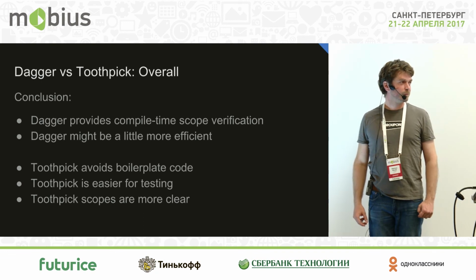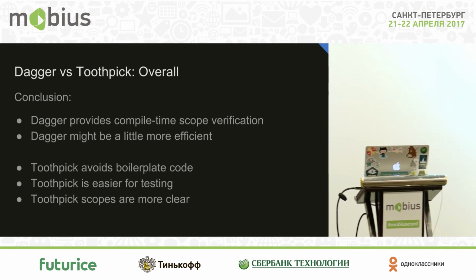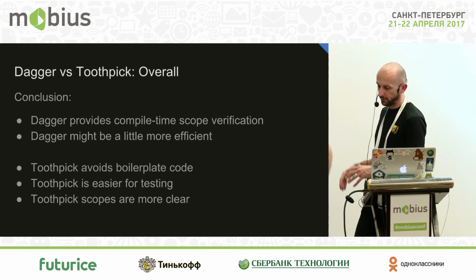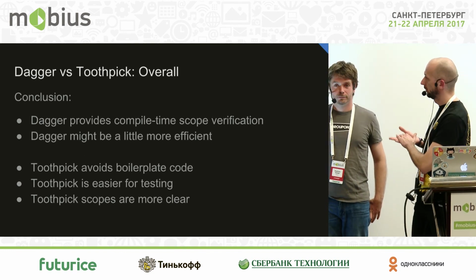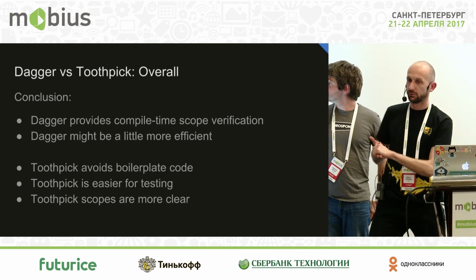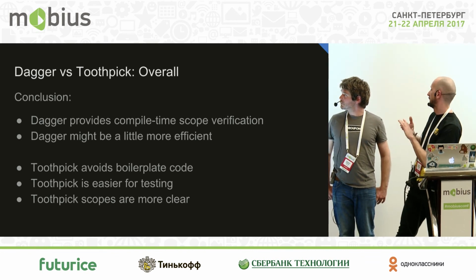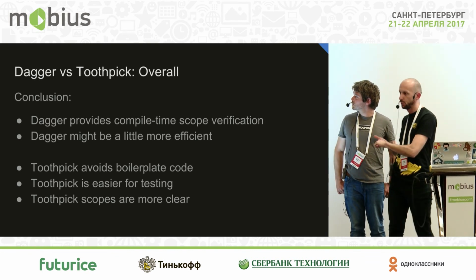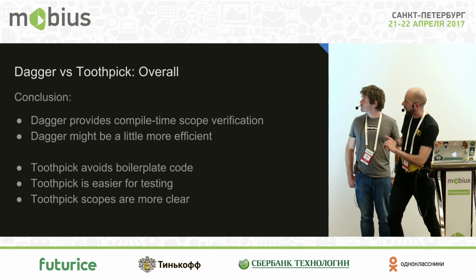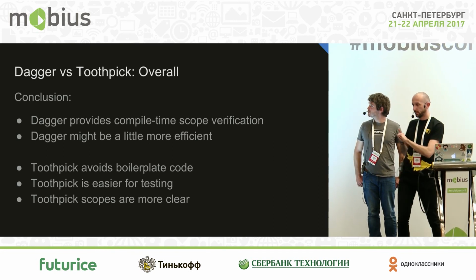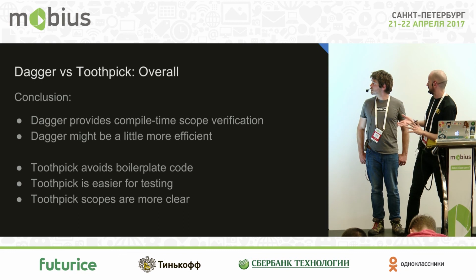And yeah, I will leave the conclusion to Danny between Dagger and Toothpick. Okay, so just to sum up the things we just heard. We looked at Dagger and Toothpick, and just remember that Dagger has this compile time scope verification, which is really helpful. I mean, it has crazy error messages, but at compile time, you know if your scope setup is correct. Dagger is slightly more efficient, especially when it comes to a large number of injections.